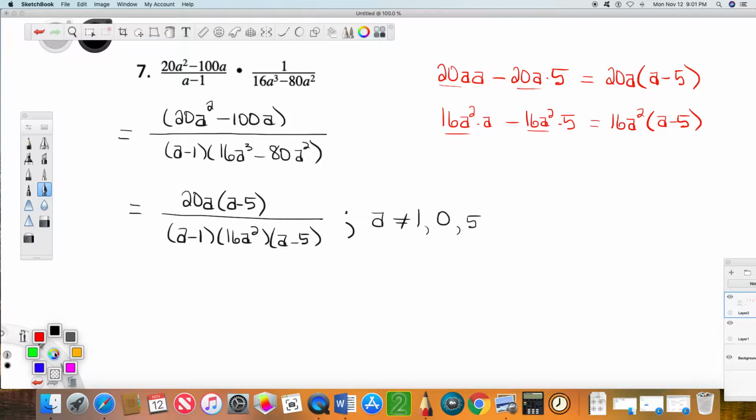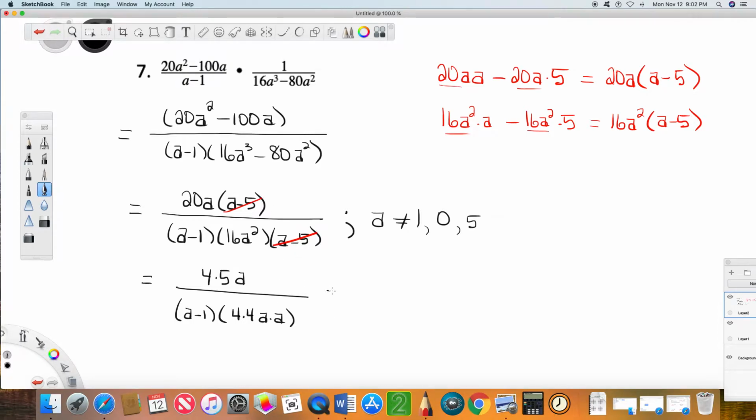Now, let's see what is common. The a minus 5 divided by a minus 5. And I'm going to write this a squared as a times a. Let's continue. Let's look at the 20 and 16, and let's rewrite 20 as 4 times 5. And then I still have my a because I haven't canceled it yet. I've got a minus 1. 16 I'm going to write as 4 times 4. A squared I'm going to write as a times a. And that canceled, so that's all I have there.